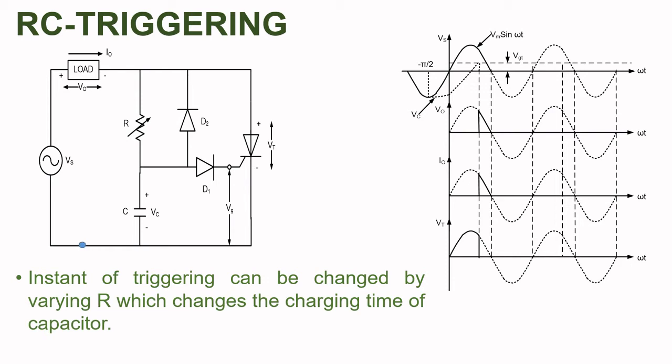The instant of triggering can be changed by varying the value of resistance R. If we vary the value of resistance R, the time constant of the RC circuit will be changed. As the time constant is changed, the instant at which the capacitor voltage becomes equal to that of the gate trigger voltage will also change. Thus, the triggering instant can be changed.